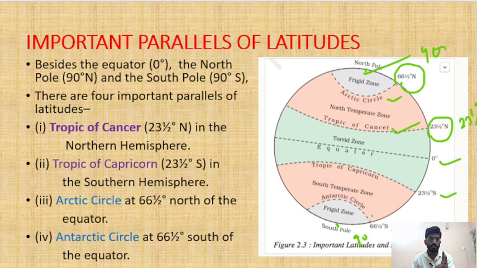I will share this PDF with you. Read this PDF once, you may get some idea. These are some important latitudes. These are all parallel circles. The distance between any two latitudes is the same at any place. You have to remember these 7 latitude names.